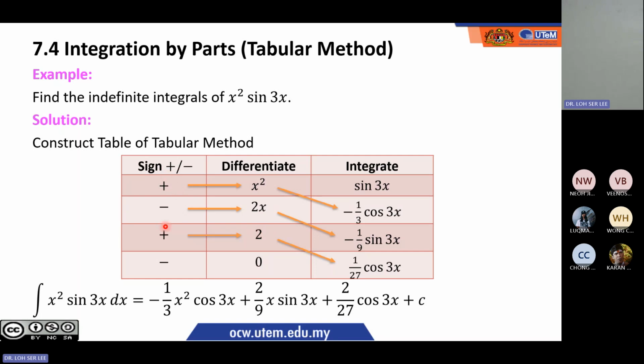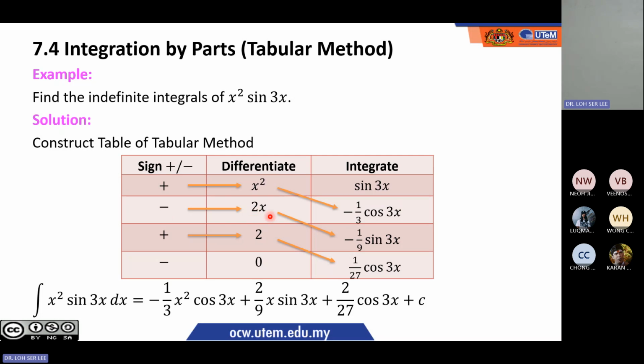Okay, then at the first column, you will have this plus, minus, plus, minus. So this tabular method is very simple. You just need to combine this one plus x squared. That means positive x squared times this one. X squared times this, you get this.